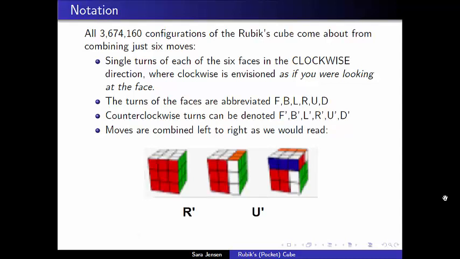Now when we start talking about combining movements of these different faces, I've got a little bit of a fuzzy picture here for you, but it will do. We're going to combine them left to right just like we would be reading.